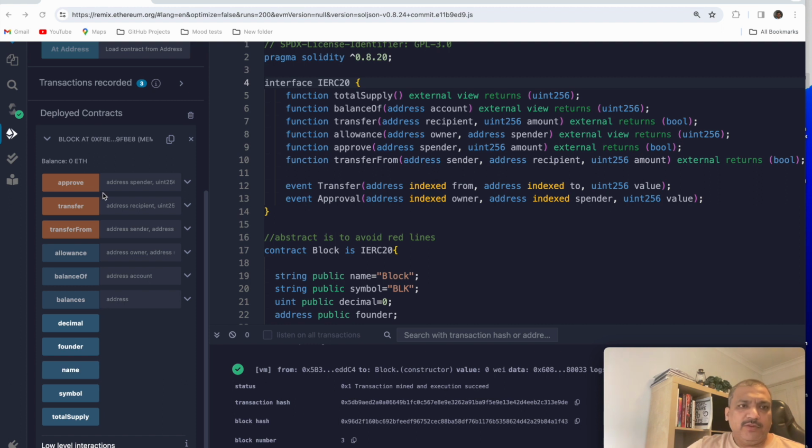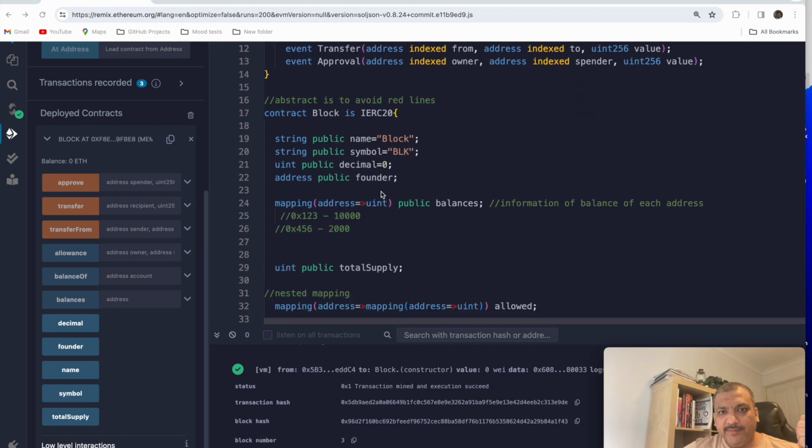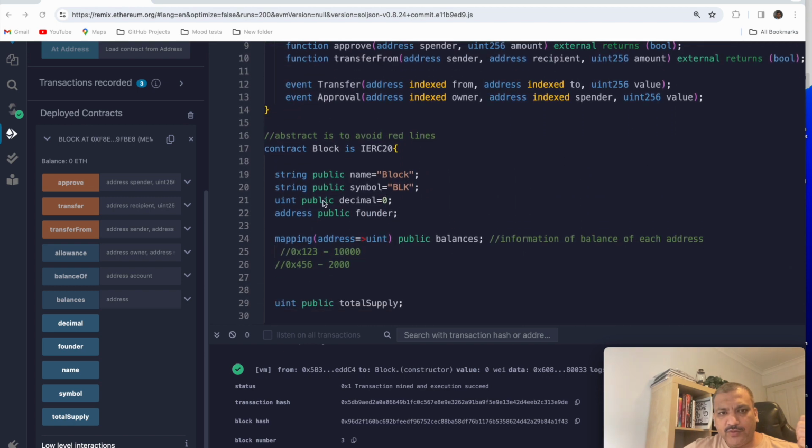Now, notice that we've written the approve function. We've also written the transfer function, transfer from, allowance. We have the mappings. We've got a balance of function. Then we've got a balances mapping. Then we've got another one as decimals. So if I just go over here, this is my public variable decimal. I'll explain why this is appearing here.